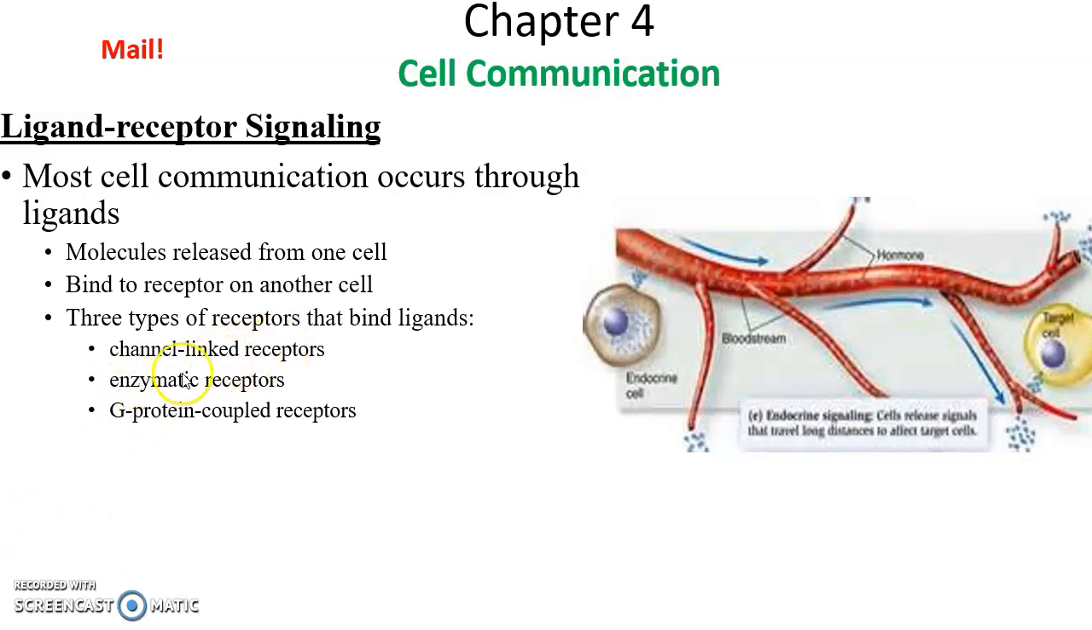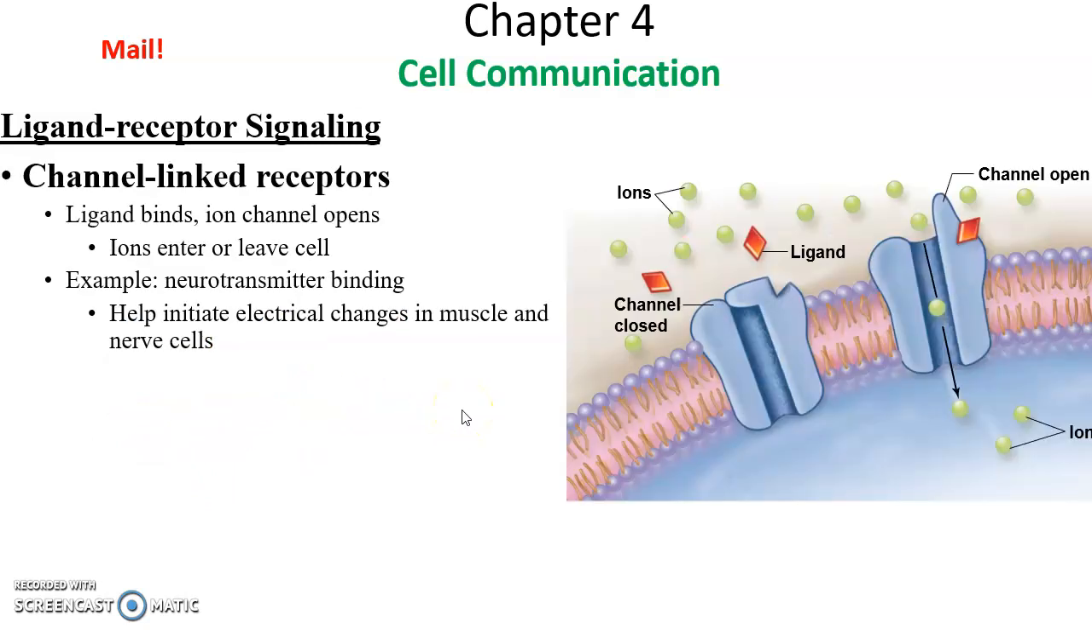Three main kinds: channel-linked receptors, enzymatic receptors, and G protein-coupled receptors. Channel-linked receptors are transmembrane proteins embedded in the plasma membrane. They have a binding site for the ligand, and when it binds, it causes a channel to open, allowing something to pass through, often ions, then flooding into the cell from high concentration to low concentration. Again, very important for neurotransmitters, for moving that electrical charge along muscle and nerve cells.